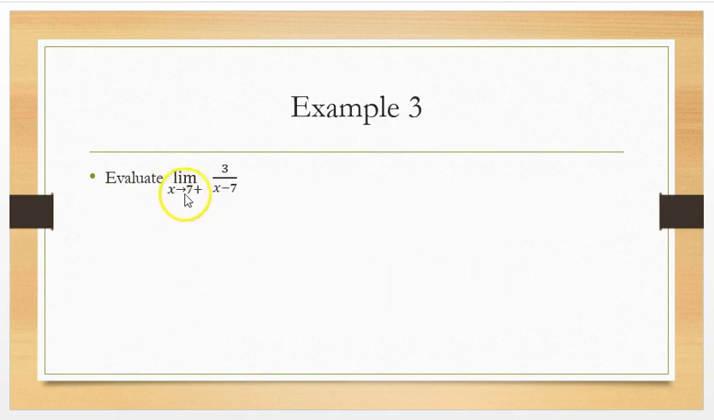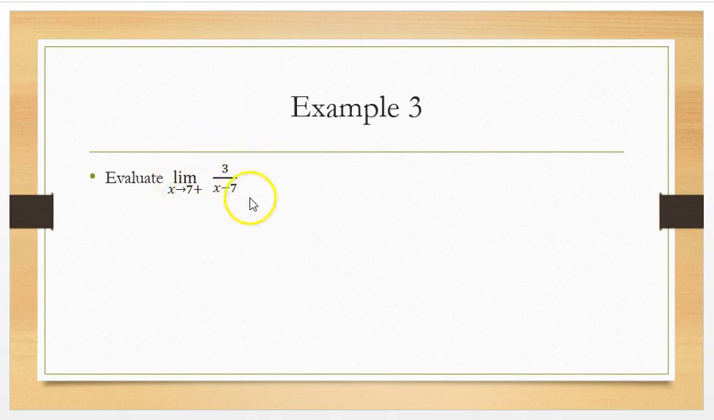Here we have the limit as x approaches 7. And remember, by putting the plus sign after the number, that means that we're really interested in what's happening on the right-hand side of 7. We're not comparing the left and the right side together. We're just saying what's happening on the right-hand side of 7 as we get closer and closer to that number. And the function we're working with is 3 over x minus 7.